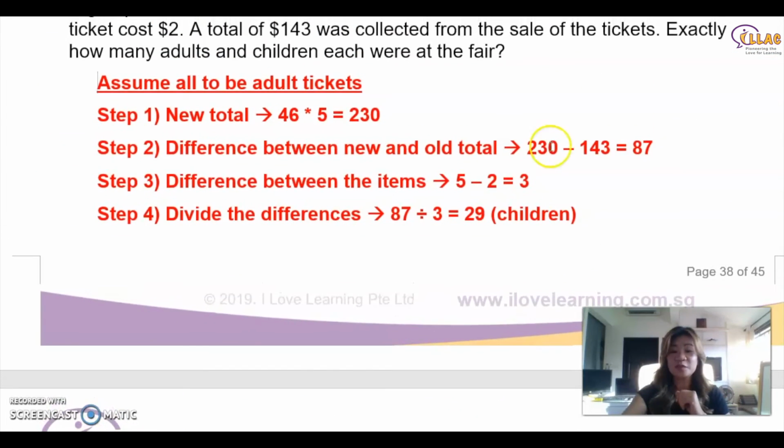Okay, so let's summarize the 4 steps again. The first thing that you do, assume all to be one item. The 4 steps will be: new total, difference between new and old, difference between the items, divide the differences, and you will get the answer opposite to what you have assumed at first.